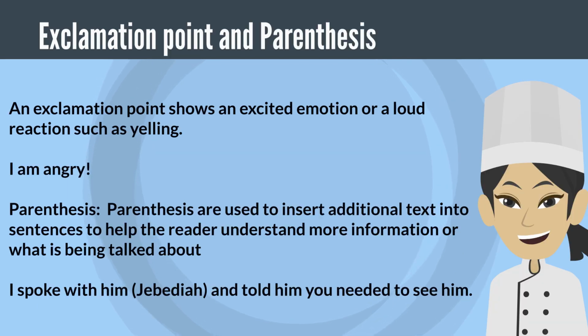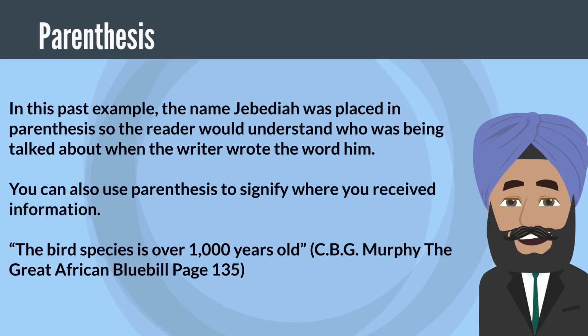Exclamation point. An exclamation point shows an excited emotion or a loud reaction, such as yelling. I am angry! Parentheses. Parentheses are used to insert additional text into sentences to help the reader understand more information or what is being talked about. I spoke with him (Jebediah) and told him you needed to see him. In this past example, the name Jebediah was placed in parentheses so the reader would understand who was being talked about when the writer wrote the word him.